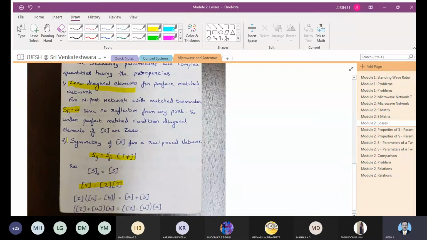The second property is symmetry of S parameter for reciprocal network. For Z and Y parameters, Zij is equal to Zji and Yij is equal to Yji. The symmetric property is very simple: if you stand in front of a mirror, you can see the replica of yourself. In the matrix also it is the same thing. If you take S21, it should be equal to S12. In general, you can say that Sij is equal to Sji, where i is not equal to j, which is a very important condition that you have to follow. We can also say that the transpose of the matrix S is also matrix S. So S transpose is equal to S.